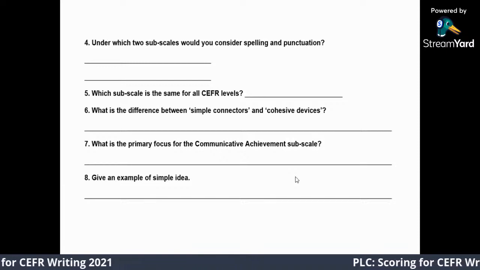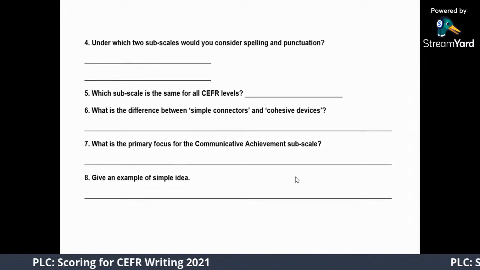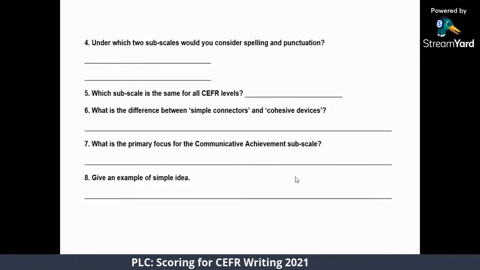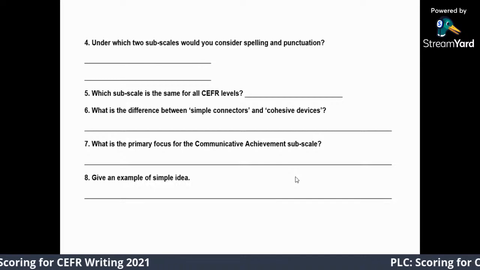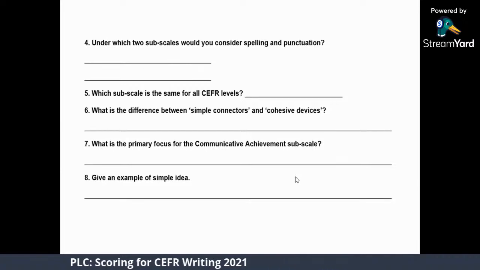Okay, under which two subscales would you consider spelling and punctuation? So let's say a student has been making lots of spelling errors, horrendous punctuation. Which subscale would you mark them down? Any guesses? There are 4 subscales, right? So which 2 subscales would you put spelling and punctuation?